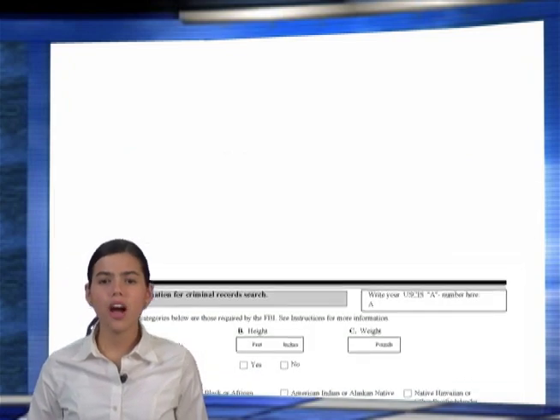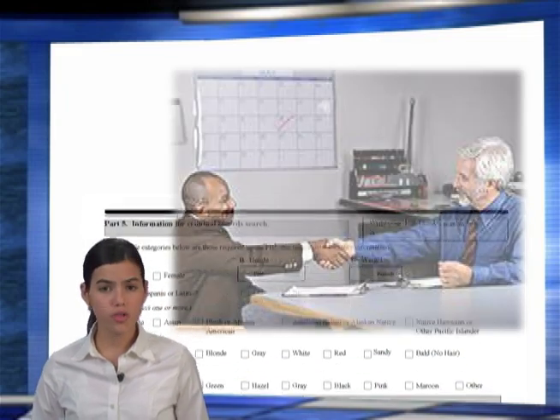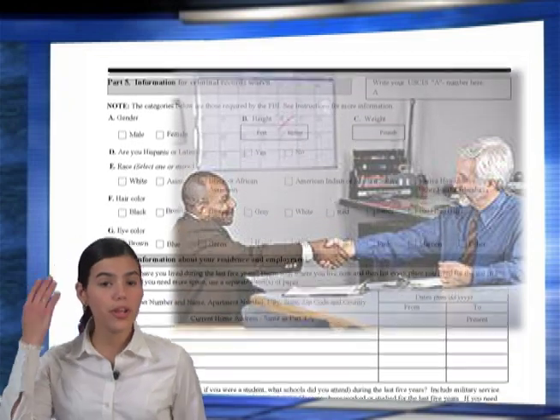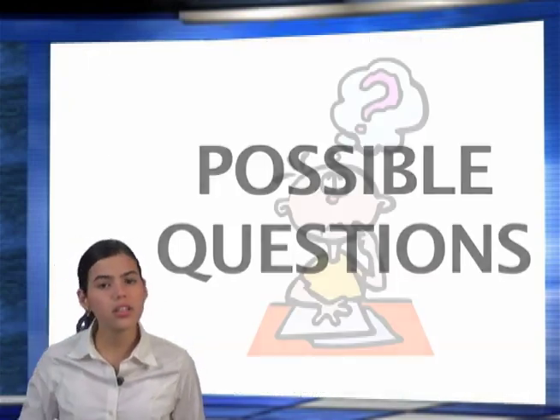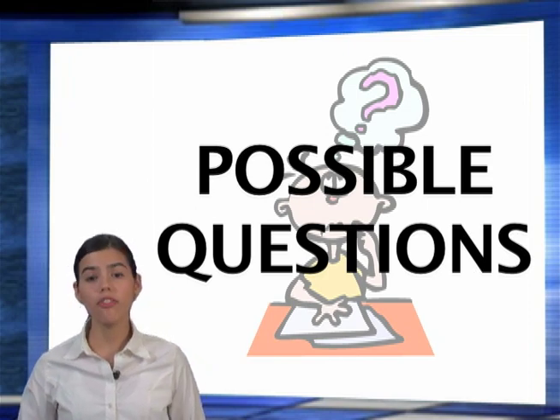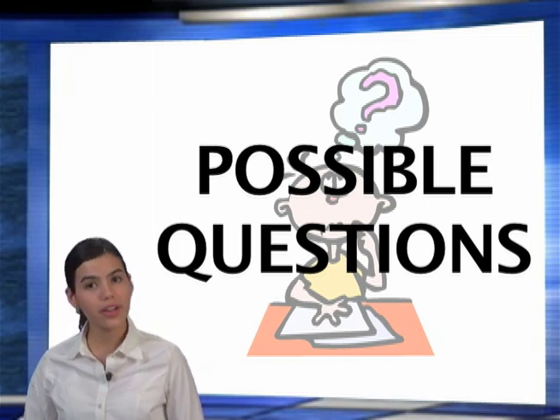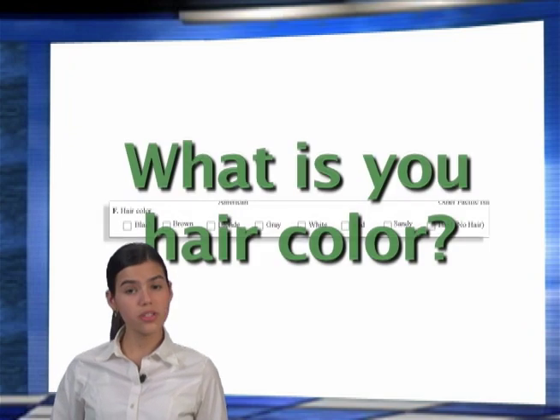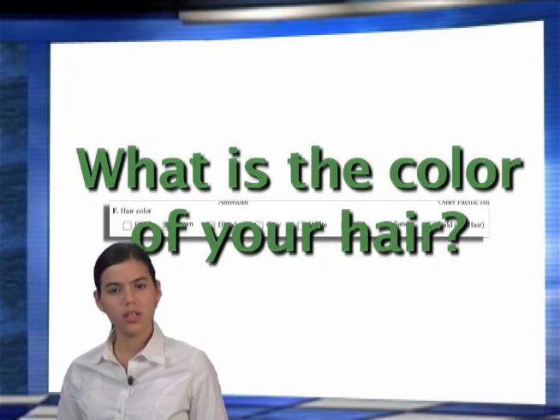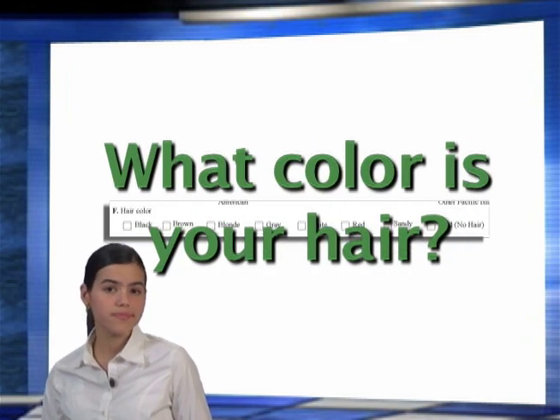Your interviewing officer might continue asking more questions regarding your physical features. This might include questions about your hair color. Here are some of the possible questions that can be asked of you from Part 5, Section F of the N400 about your hair color. What is your hair color? What is the color of your hair? What color is your hair?